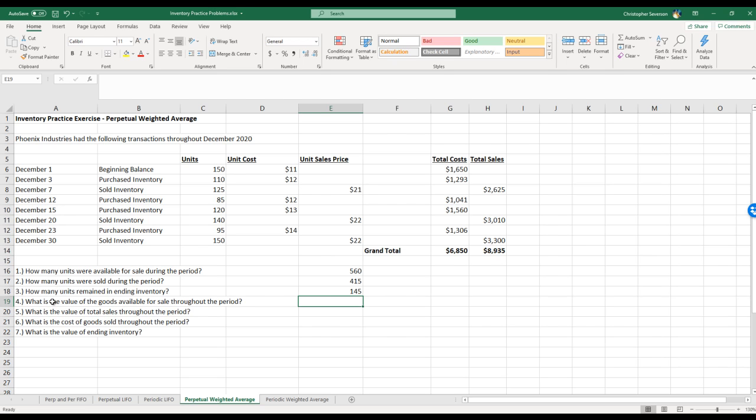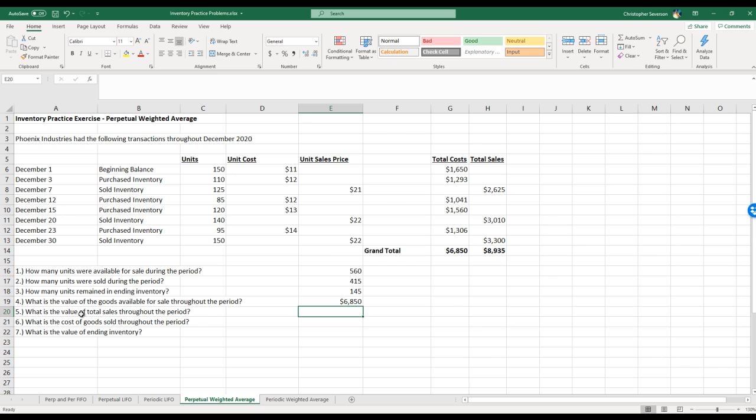answers to those questions. Number 4, what is the value of the goods available for sale throughout the period? Again, this is the value of all the goods that we have available for sale. Sometimes they'll just refer to this as what is the cost of goods available for sale. It's not the sales price. It's just the cost of all of those 560 units that we could have sold. The good thing is we already did this. This was our 6850 that we did in this calculation here. So I'm just going to reference that.